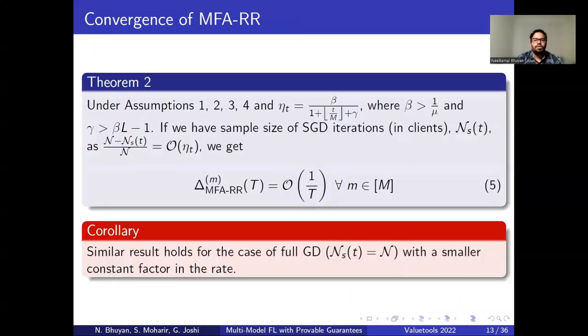For our client selection algorithm MFRR, we get O of 1 by T convergence for decreasing step size and increasing SGD sample size. Actually, this rate also holds for the case of full client-side GD, but with a better constant factor in the rate.